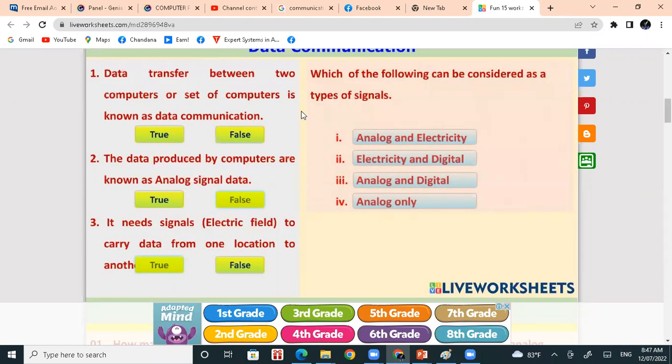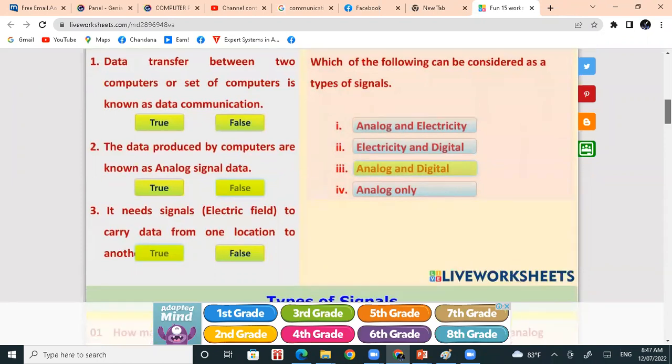Then the next question, a multiple choice question: which of the following can be considered as a type of signals? What's the answer? Types of signals? Analog and digital, sir. Analog and digital. The third one is the answer, analog and digital. Then we'll move to the next slide.